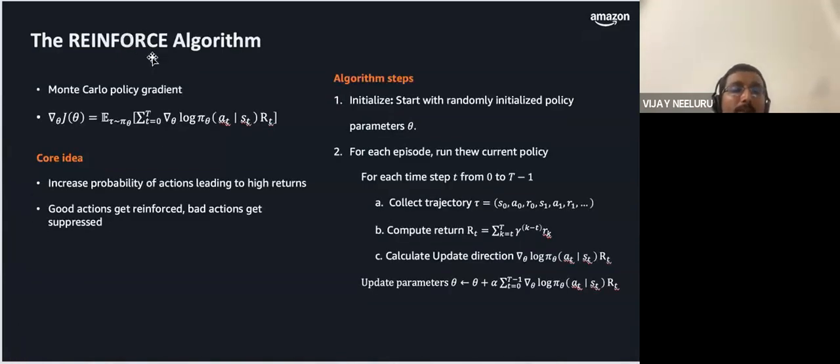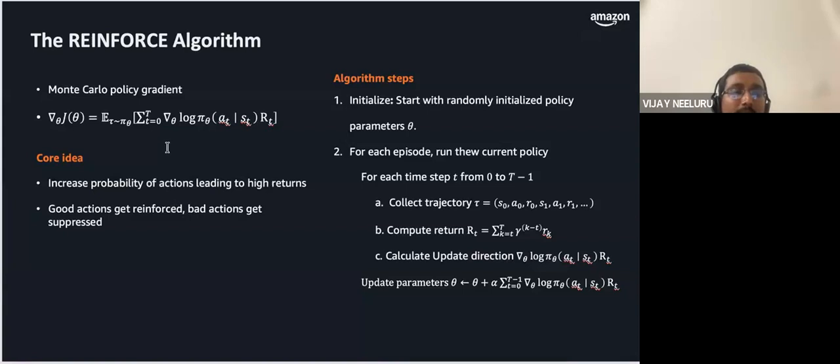The REINFORCE algorithm. The policy gradient theorem provides a way to calculate the gradient of the expected return with respect to the policy parameters. But to apply this theory, a practical approach is required to estimate and use this gradient. That's where the REINFORCE algorithm came into the picture, also known as Monte Carlo policy gradient. The idea is we want to adjust the policy parameters theta such that actions leading to higher overall returns become more probable and actions leading to lower returns become less probable.